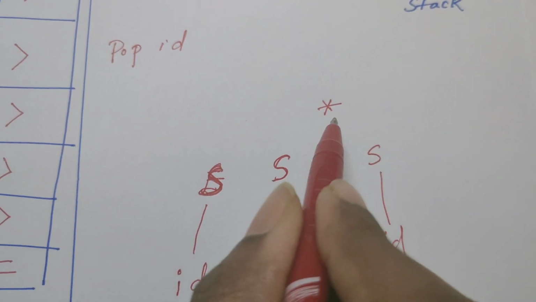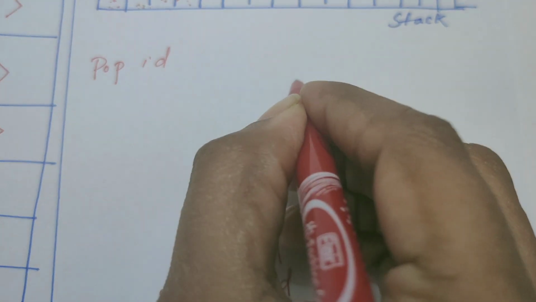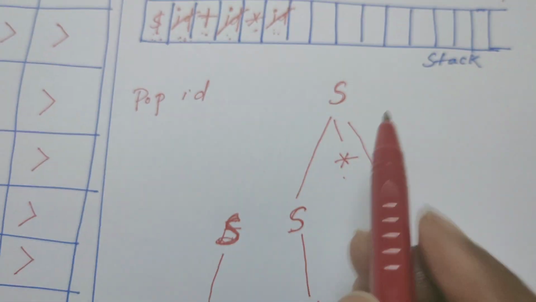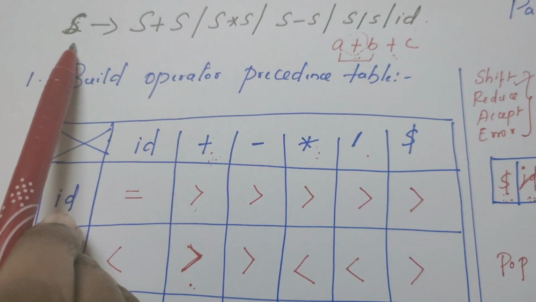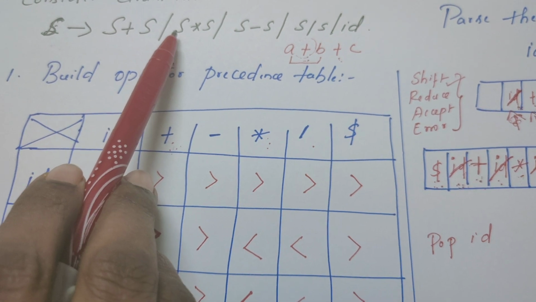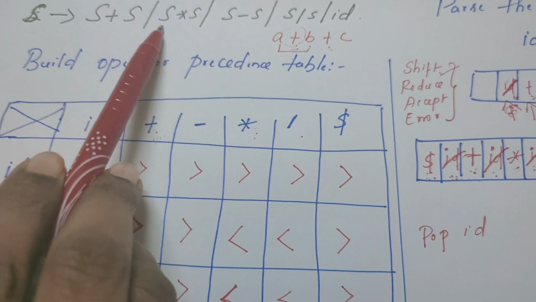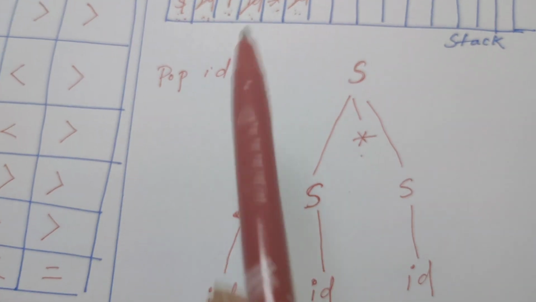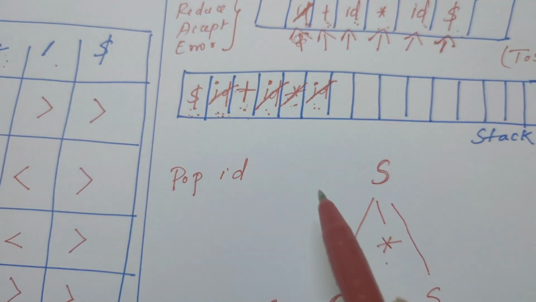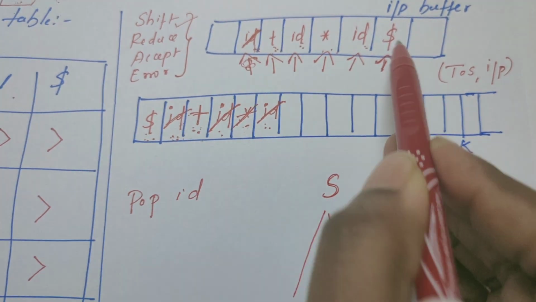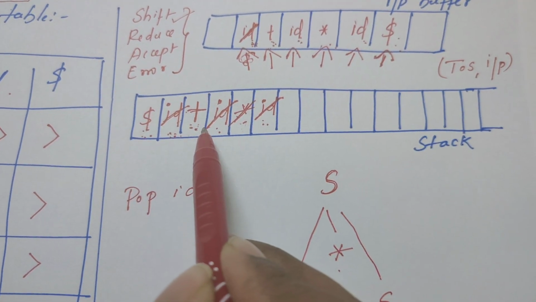Now you see, when the star is popped, now S and the star and this S, all three symbols put together are reduced to S, because we have a production rule, S derives S star S. So now the parser has identified the handle S star S. Now this perfect handle is reduced to S. So this is what happened. Now the star is popped, isn't it? So what is available at the top of the stack? Plus is available. Compare plus with a dollar.